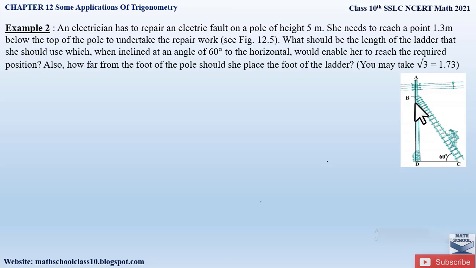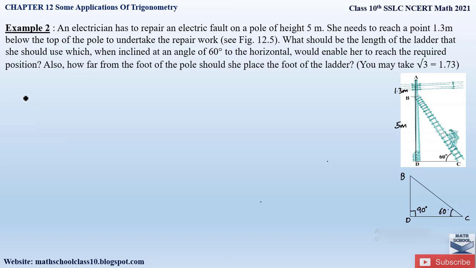Here we will find out two things: the length of the ladder and the distance between this point D and C. So here you can see that BDC forms a right angle triangle, right? So let us draw a right angle triangle and redraw the figure. Let us name this BDC, which is right angled at 90 degree, and also angle C is 60 degree. Now they have given us the length of the pole, which is 5 meter, and they have given us this length AB, that is 1.3 meters. So by using these two lengths, we will find out the length of BD.